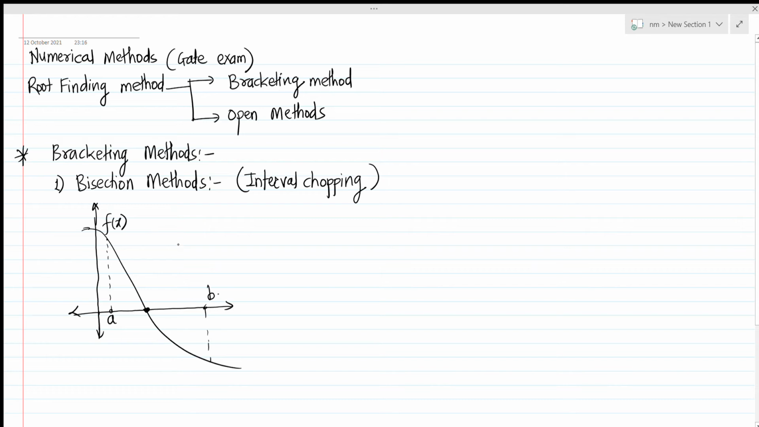So what is the condition that the real root lies between two values? If f of a and f of b have opposite signs, it means the function value changes sign, so at some point in between the 2 points the function value must be 0.